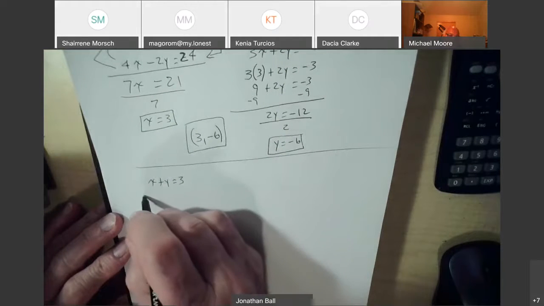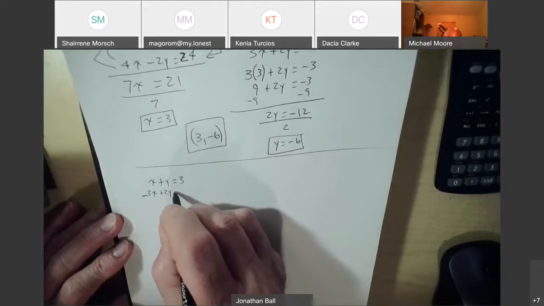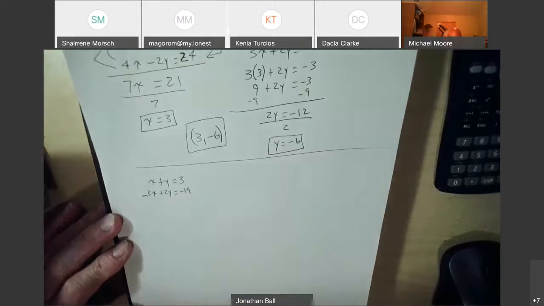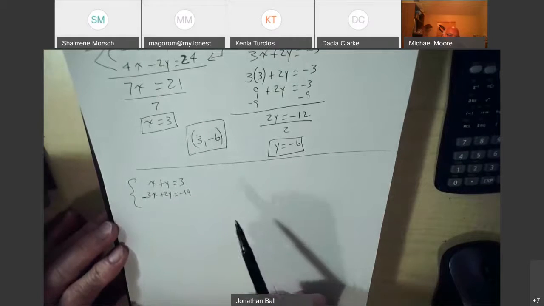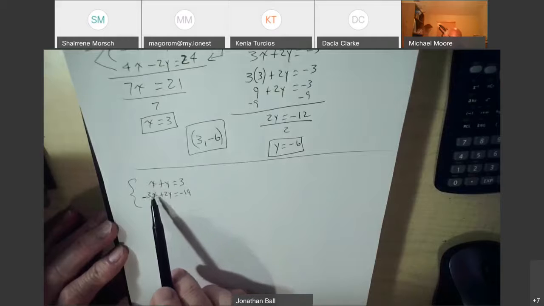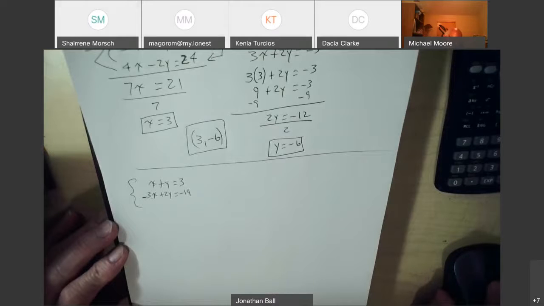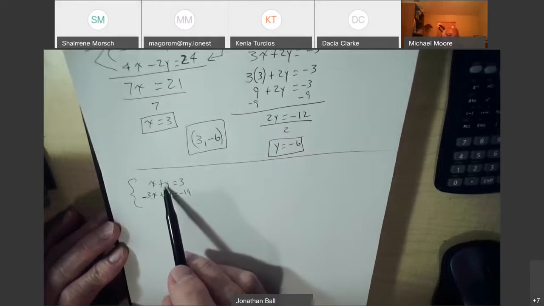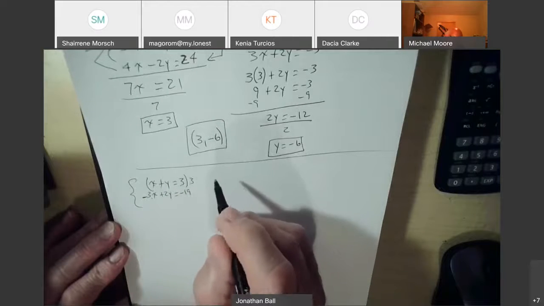x plus y equals 3, -3x plus 2y equals -10. Didn't I just do this problem? Yep. I sure did. Stupid boy. Okay, let's do it again. System of equations. Now, what do we want to do? We want to get the opposite of -3x, which is +3x, or we want -2y. So we can multiply this by either 3 or -2. So let's do it by 3. It'll be easier.